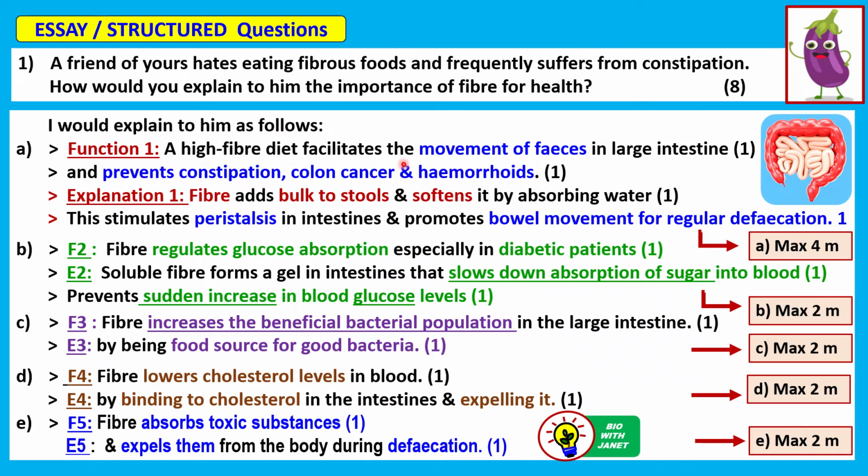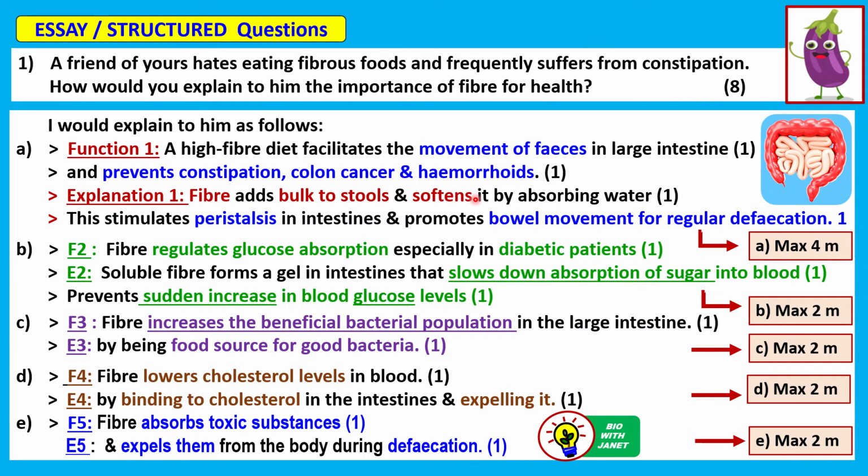A high fiber diet promotes the movement of feces in the large intestine, 1 mark, and prevents constipation, colon cancer, and hemorrhoids, another mark. Relate back to the word constipation, which means difficulty in defecation, in passing stools. Now, explanation 1. Relate it back to the function. This is the extra explanation or elaboration. The reason why fiber can promote the movement of feces is that it adds bulk and weight to the stools, so it will stimulate peristalsis.